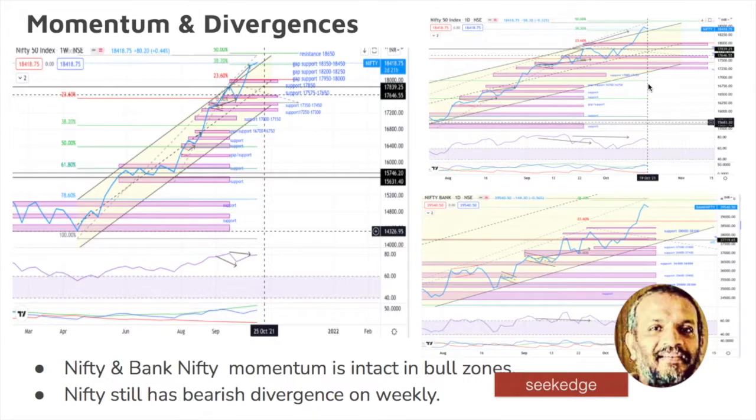If you see on the right side, top, this is Nifty and this is BANKNIFTY. Both clearly have momentum on the bullish side. Weekly there is a divergence which is bearish on the Nifty only. That remains there, and that is working also. It's kind of confirmed because that pulled the market down, you can say.